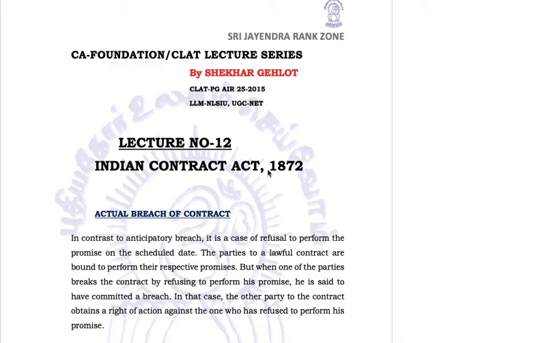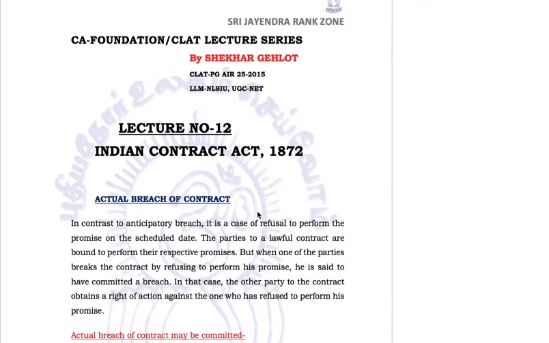So, till now we have discussed different formats of a contract, different essentials of a contract, and the performance of a contract. Now we'll discuss breach of a contract. We have already discussed the anticipatory breach of the contract in the previous chapter. In this chapter, we'll discuss the actual breach of the contract.